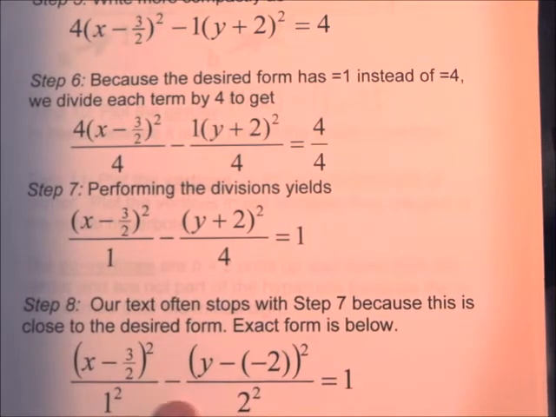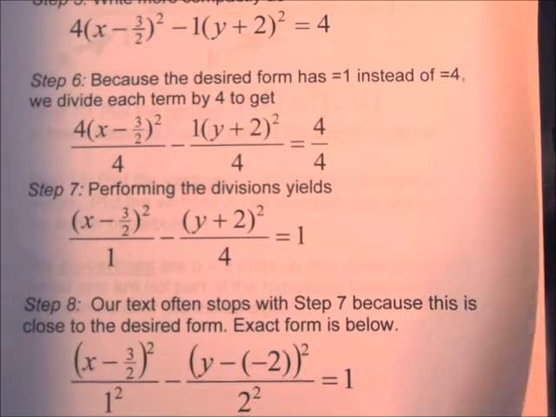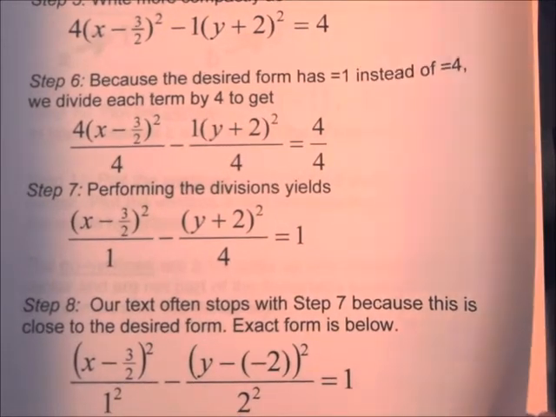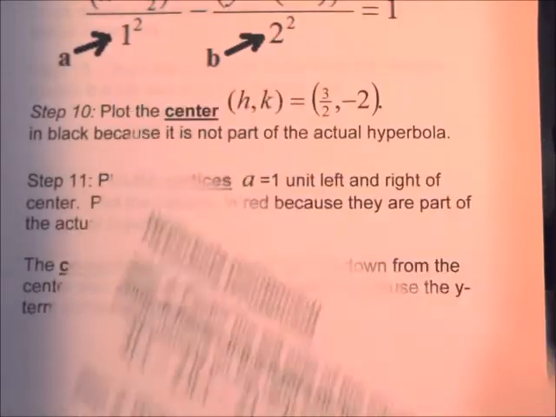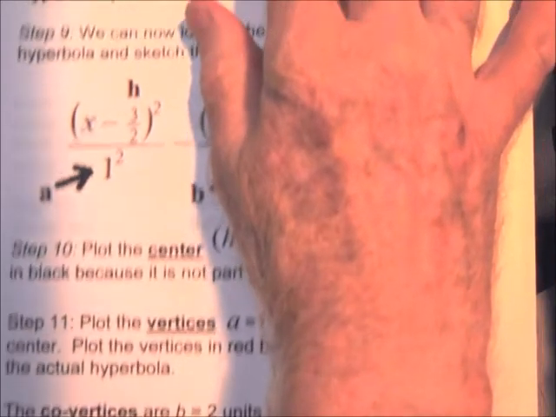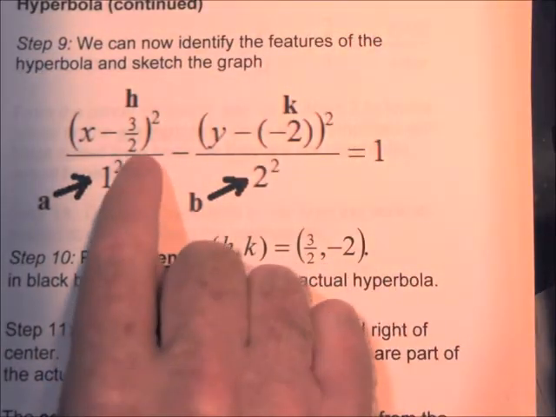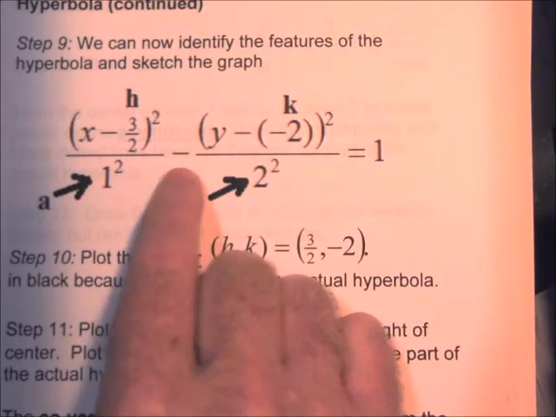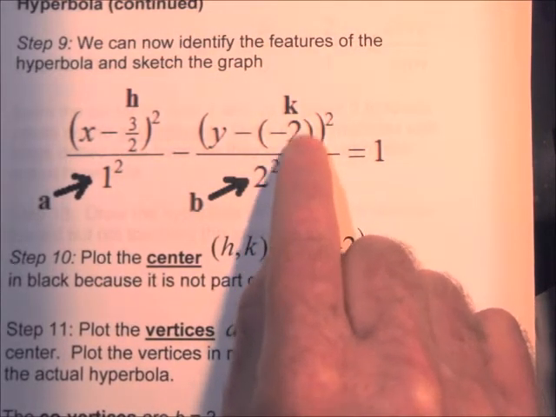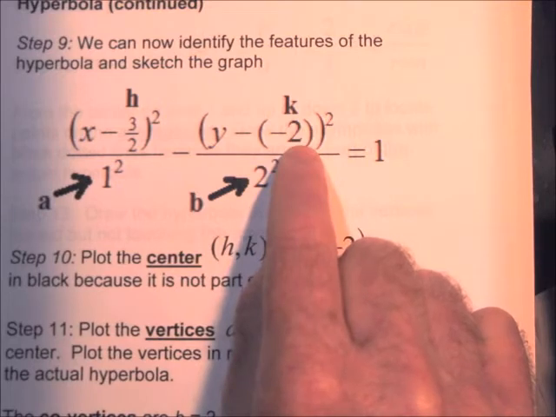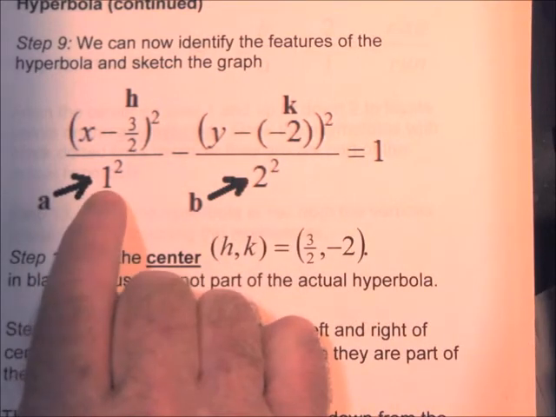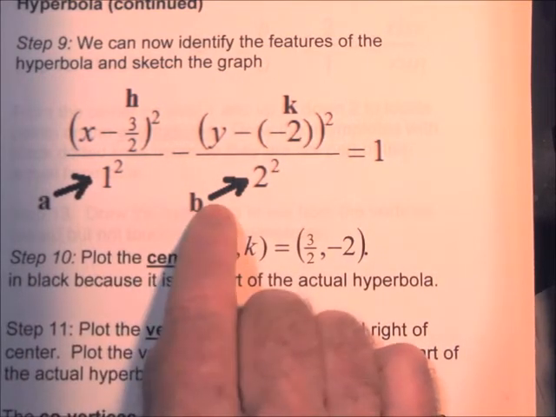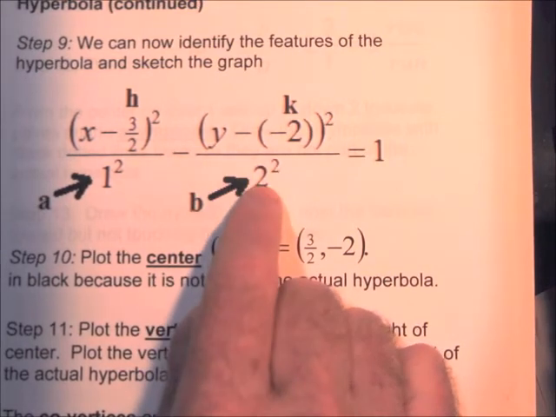So now it exactly matches the standard form, and we can identify the features of the graph. Okay. So h, the number inside parentheses with x, is 3/2. K, the number inside parentheses with y, is -2. A, the number underneath the x, is 1. B, the number underneath the y, is 2.